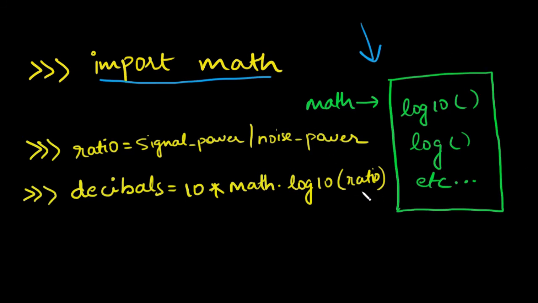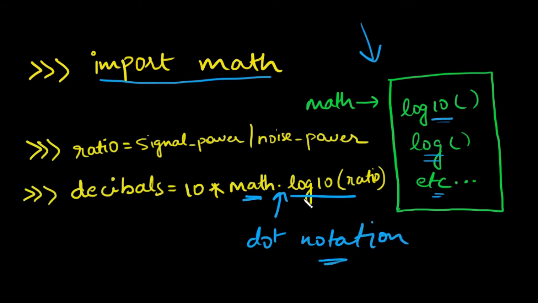To access one of the functions, you have to specify the name of the module and the name of the function separated by a dot or a period. This format is why it's called dot notation. Look at this piece of code: ratio equals signal_power divided by noise_power, and decibels equals 10 times math.log10 of ratio, and as a parameter we insert ratio.